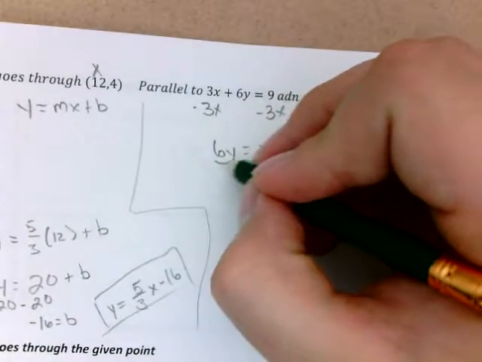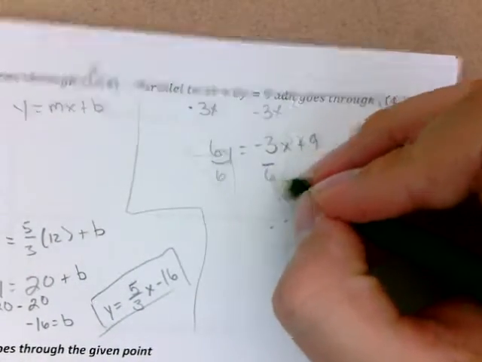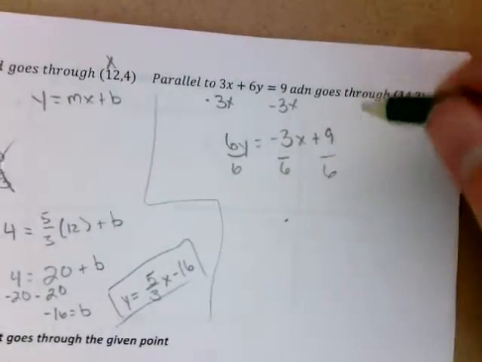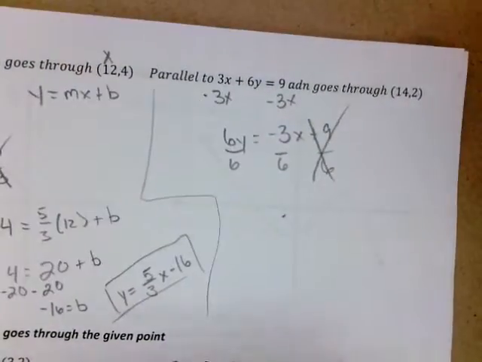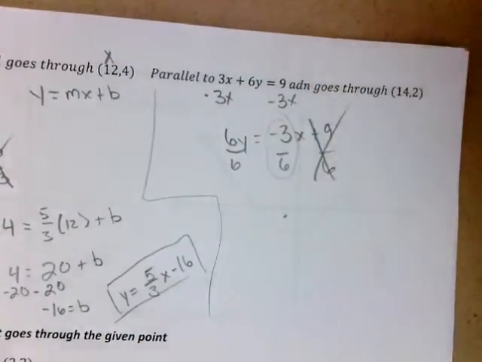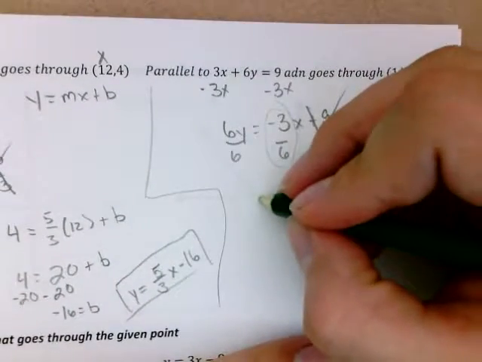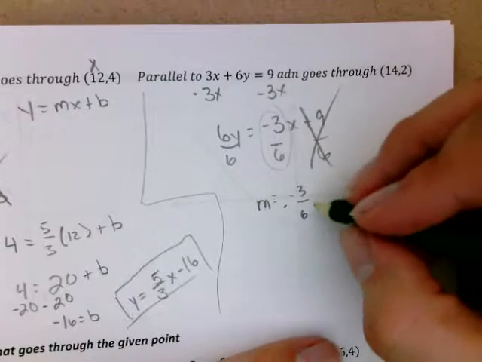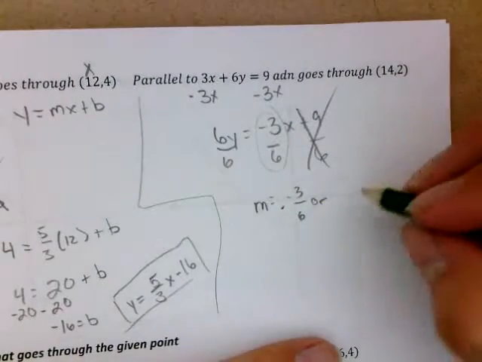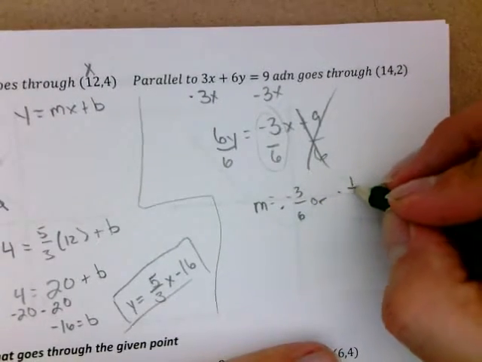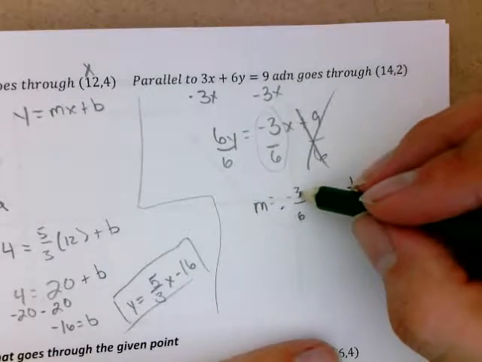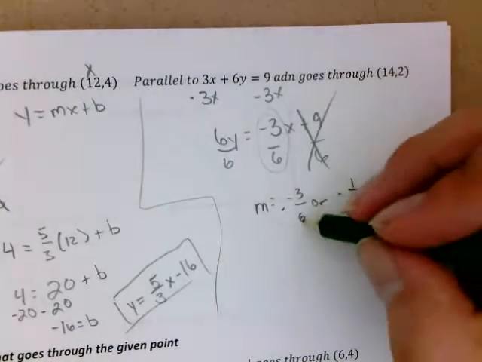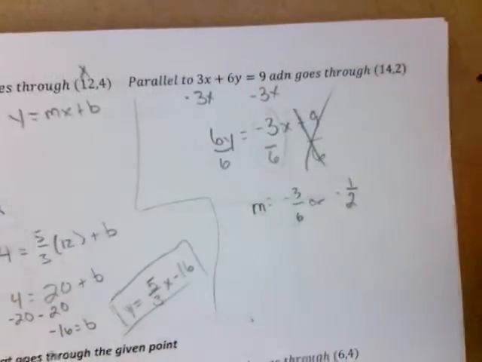Gotta get rid of the 6. Divide by 6. Divide by 6. Alright, once again, we don't care about the back part. All we care about is this part right here. Now, most of you guys are going to say the m is negative 3 over 6. For the most part, you're right. Or if we want to simplify it, it becomes negative 1/2, and that's what we're going to be using. Because 3 divided by 3 is 1, 6 divided by 3 is 2. That's how you reduce.